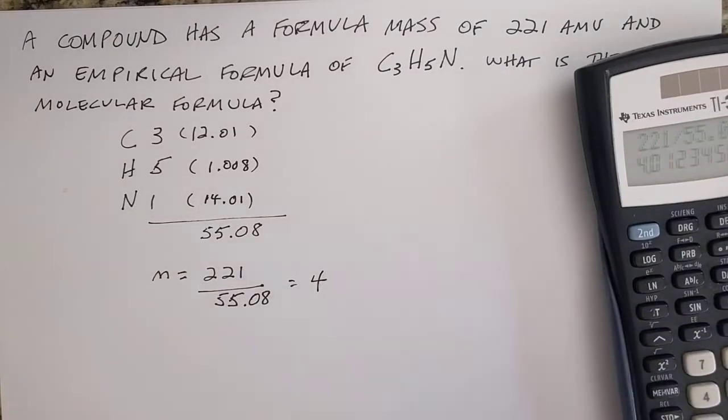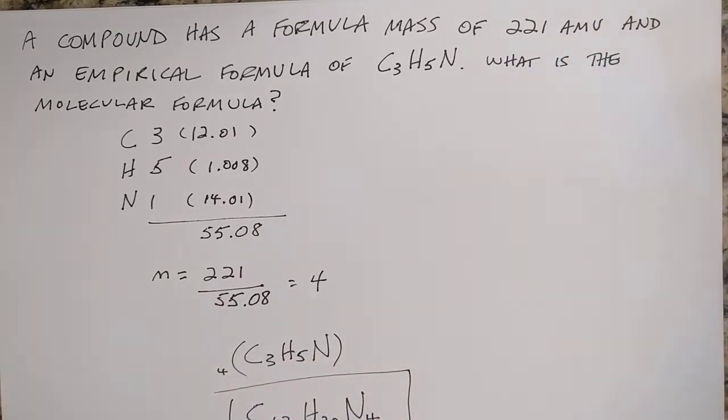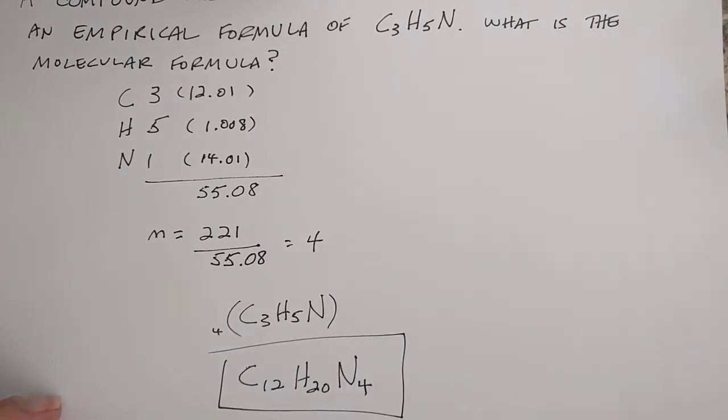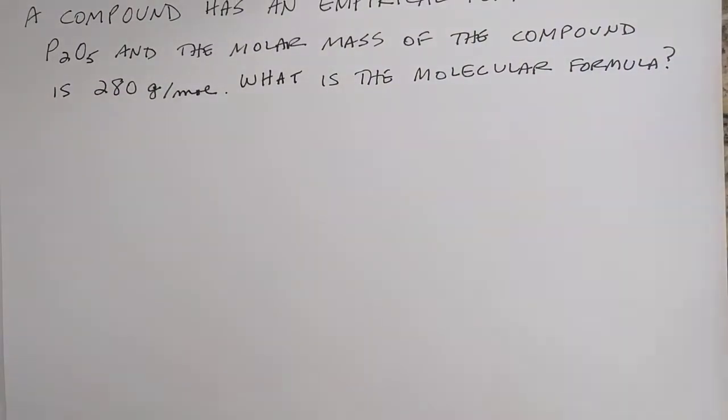So now we have our N factor, and we know our empirical formula. So to get our molecular formula, our empirical is C3H5N, and we'll multiply all those subscripts by a 4, so we get C12H20N4 for our molecular compound, just like that. Okay, let's do another one.